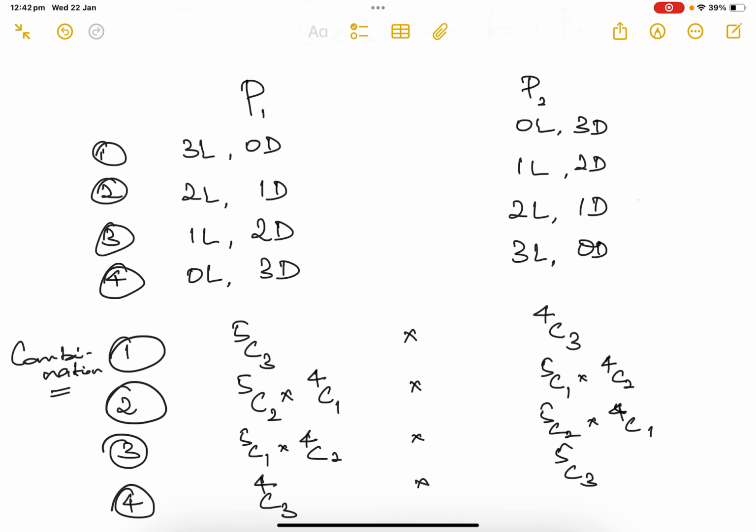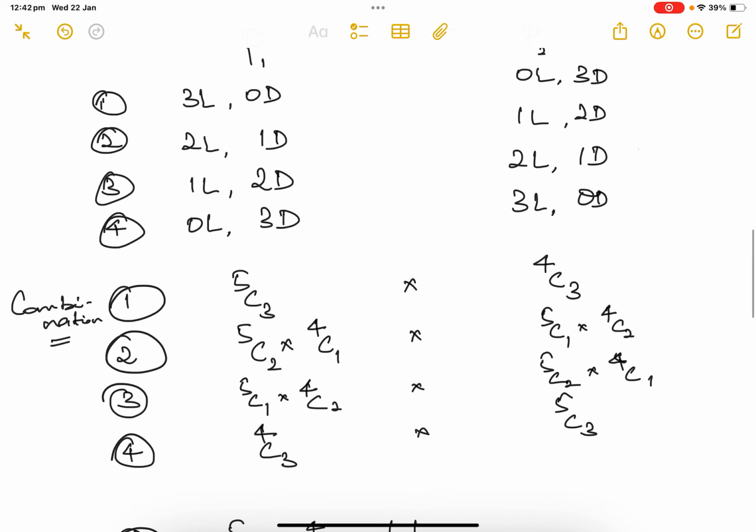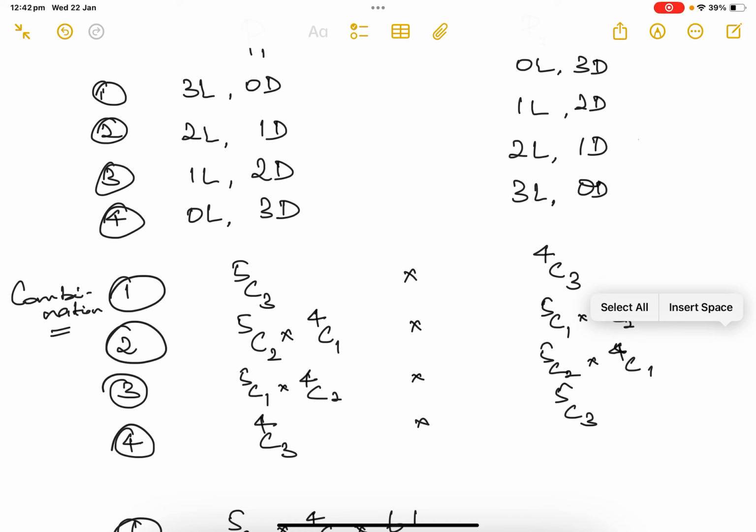So 3 digits from P1 and P2, of course, 3 letters and no digits. So these are the 4 types we can come up with. Let's look at the combination of the first one. We are taking 3 letters out of 5 letters, so the combination of that is 5C3.